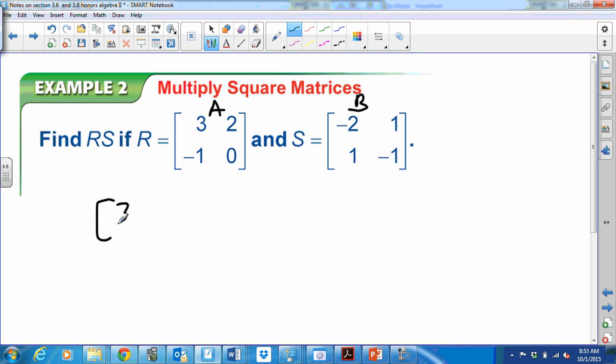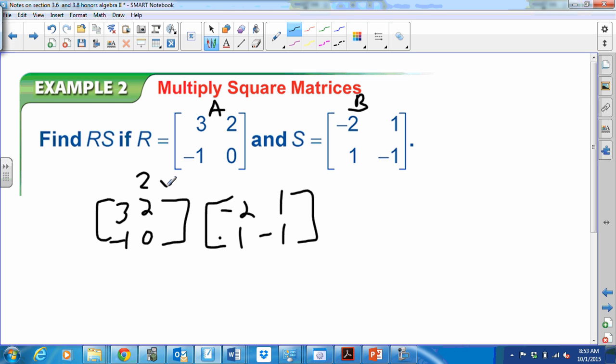So if we have 3, 2, -1, and 0, so we have a 2 by 2 by a 2 by 2. And those inner numbers match, so we are going to be able to multiply these together, and then the result is going to be a 2 by 2. I'm actually going to make a lot of room for this 2 by 2.